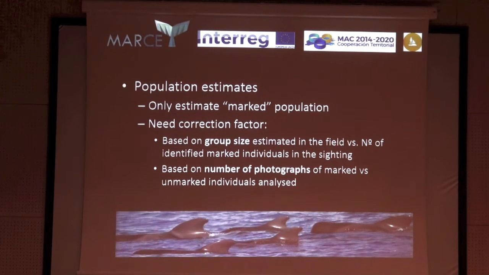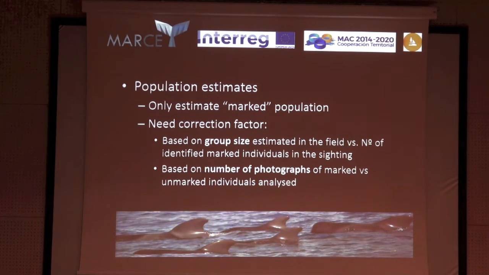And with capture mark-recapture you also have to understand that you only estimate parameters of marked individuals in your population. Okay, so with the population estimate, then you can use a correction factor to integrate all the other individuals that you photographed but that you're not using in the analysis. So the correction factor to have your total population size, you can base on the group size that can be estimated in the field, and then you know how many individuals you identified from that group and how many there were in total.